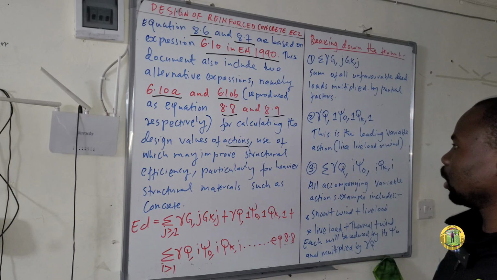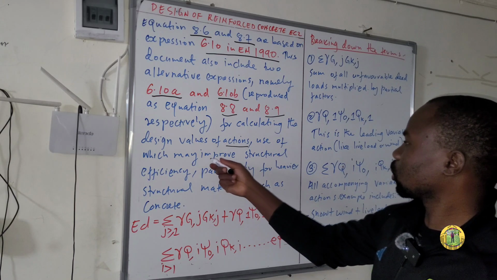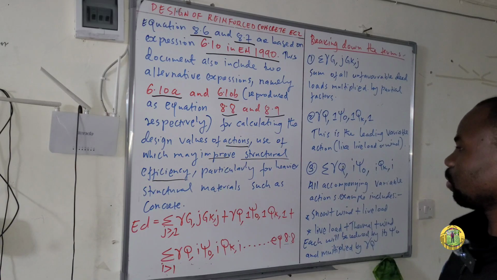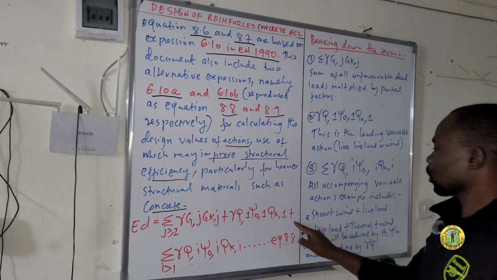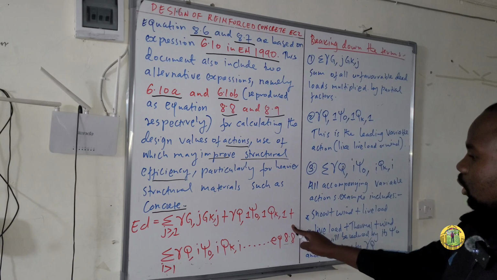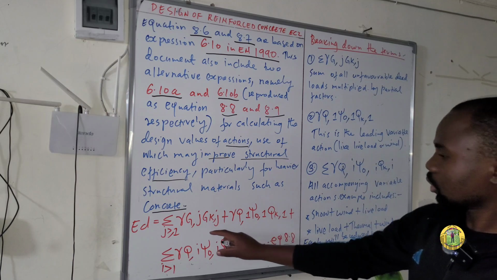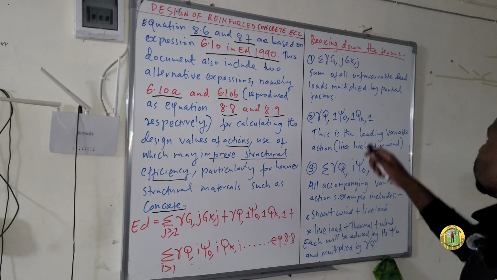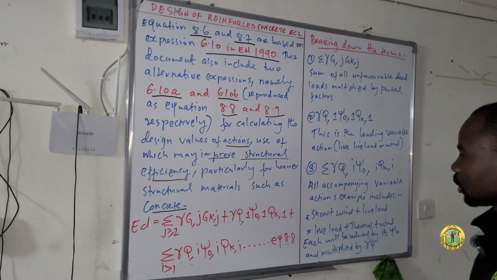use of which may improve structural efficiency. So these two equations can improve the structural efficiency, particularly for heavier structural material such as concrete. So this is the expression. We start with expression 8.8. So don't worry about the symbols that are here. So I have broken them down. So this is the breakdown of the terms in this expression.